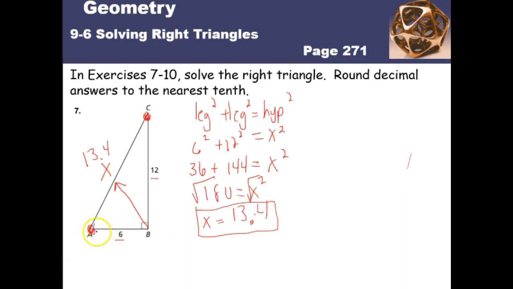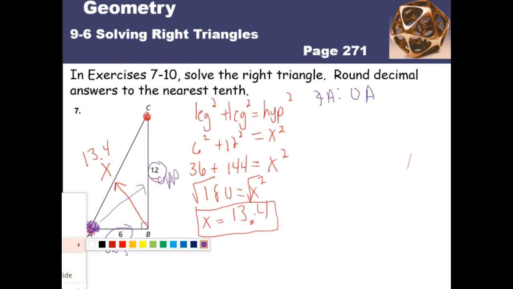So now I'm going to find angle A. So to find angle A, I have to identify the opposite and adjacent sides. So if I have my marker here and I cover that up, this tells me that this is the opposite side. So 12 is the opposite and 6 is the adjacent. So to find angle A, I have to use the two sides they gave me, which were 6 and 12. Now you'll notice that 12 is the opposite and 6 is the adjacent. So that tells me I'm going to use O and A.